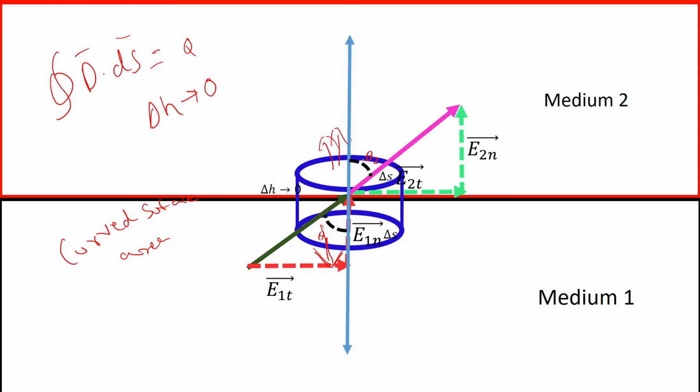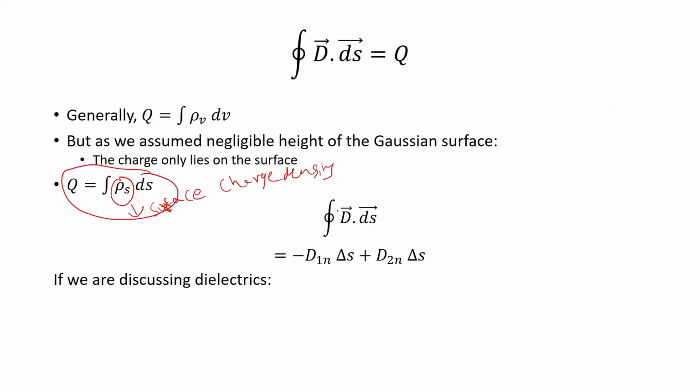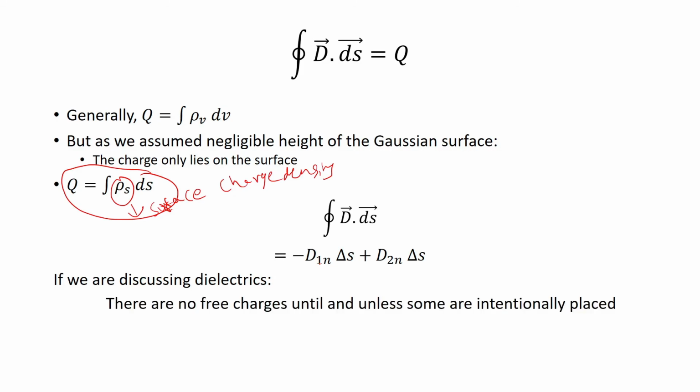So the net amount of electric flux which is leaving is the number of flux lines passing outside minus the number of electric flux lines entering from outside. From that logic, I can say that the closed surface integral of D bar dot dS bar is equal to D2n delta s minus D1n delta s. As long as we are discussing dielectrics, the dielectrics don't have any free charges. Thereby, I can conclude that the surface charge density is 0.